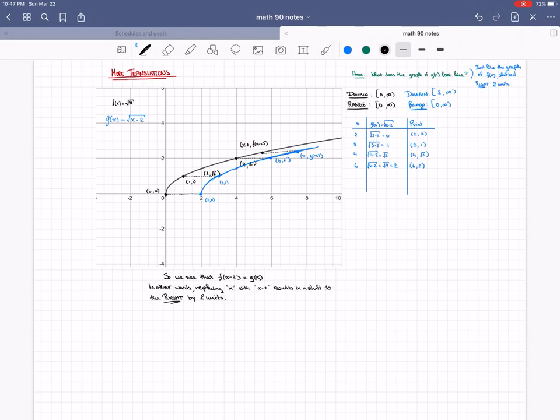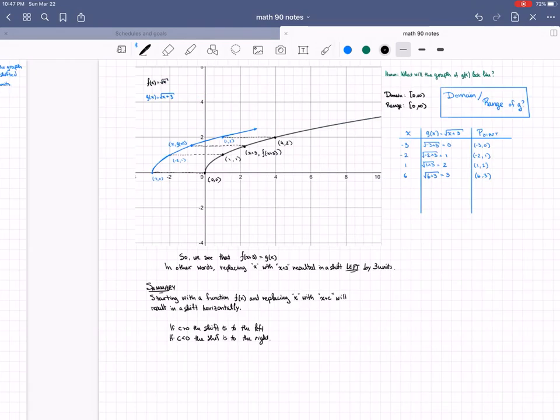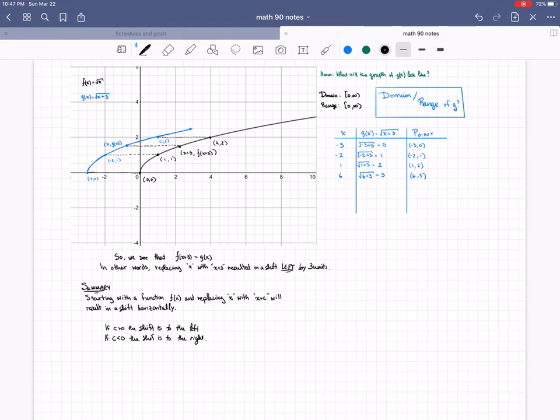We started out with a translation to the right and then a translation to the left. And in the next lesson that I will make for you, we will look at a few examples that combine vertical and horizontal translations. That's all I got for you for this time.